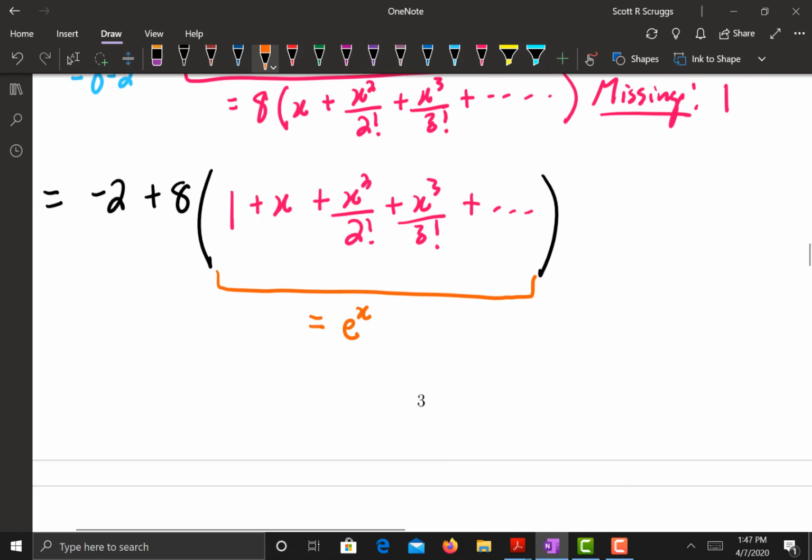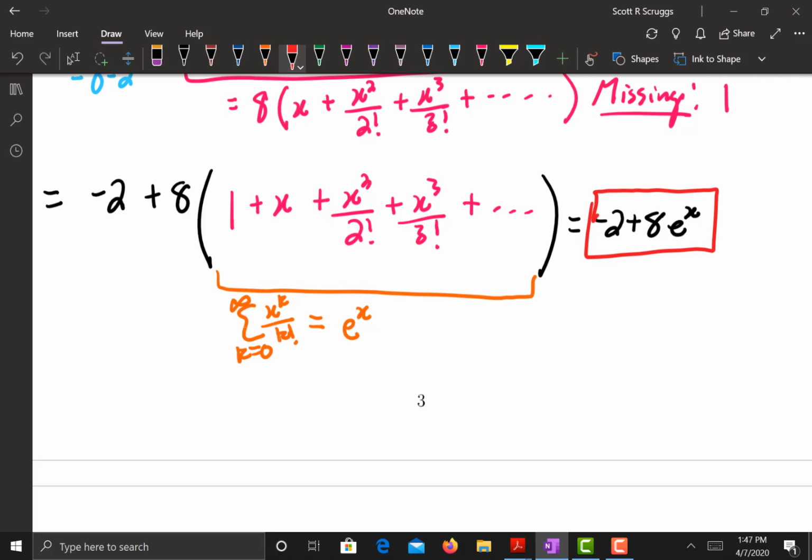So I can now rewrite that in parentheses as e to the x, because this forms my Maclaurin series for e to the x. Meaning my final answer will be negative 2 plus 8 e to the x power. And that gives me my final answer for that differential equation. That f of x has to equal 2 plus e to the x power.